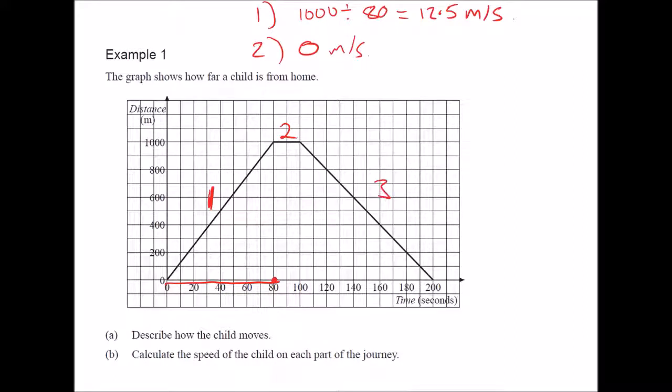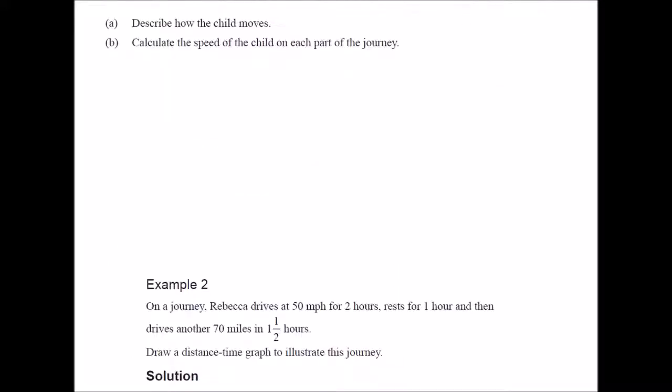The third part of the journey we can also work out. Just because we're going in the opposite direction, it doesn't mean we should have negative speed. It doesn't really make sense. We do the same thing as before. If we start here and return back to home, we can see we've covered 1,000 meters again. If we started at 100 seconds and finished at 200 seconds, it's taken us 100 seconds to get back home. So we do 1,000 divided by 100, which is 10. So we've got 10 meters per second as the speed on that part of the journey.